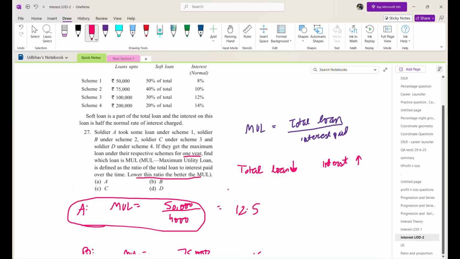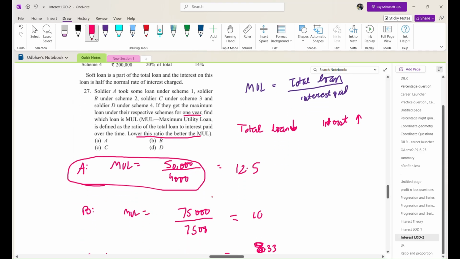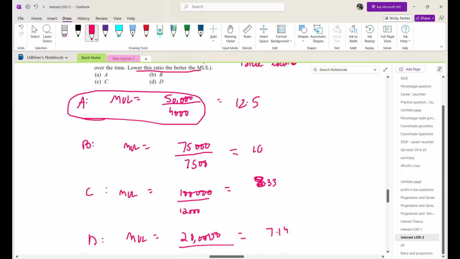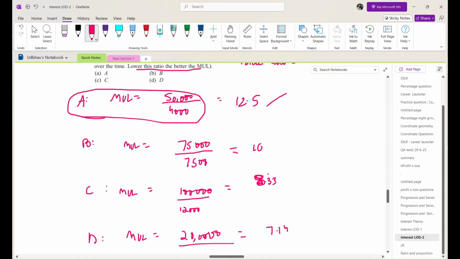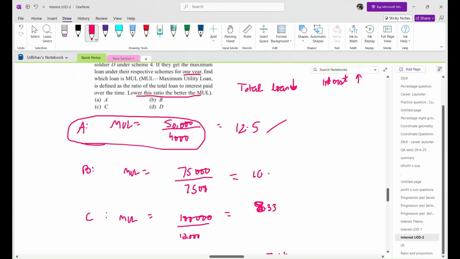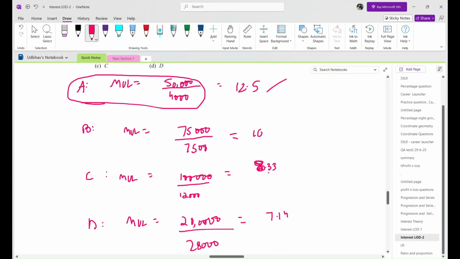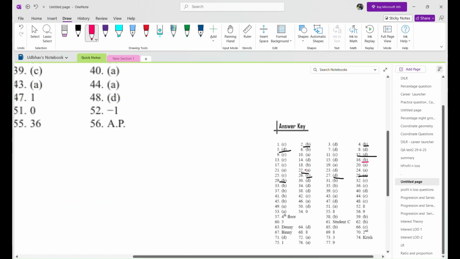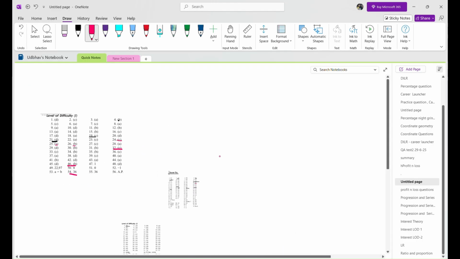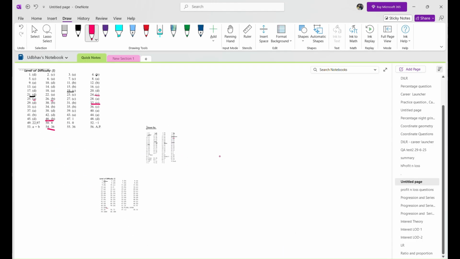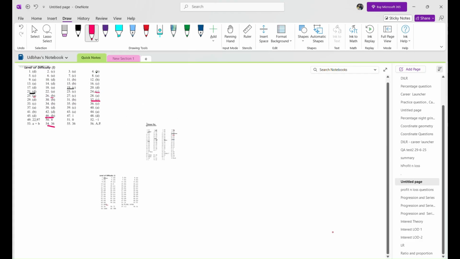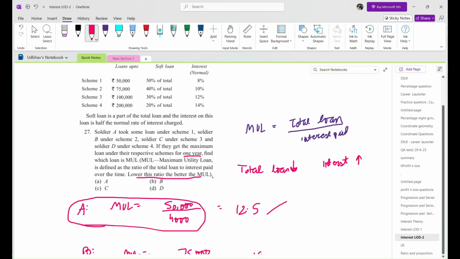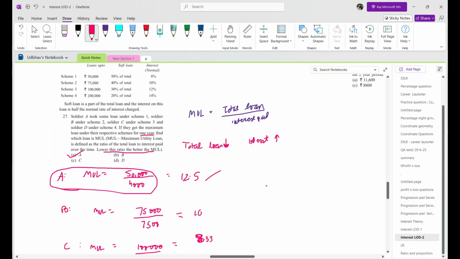Find which is MUL, maximum utility loan. So the maximum is this 12.5. So our answer should be 12.5. Let's see the answer. Yeah, it's 12.5. So option A.